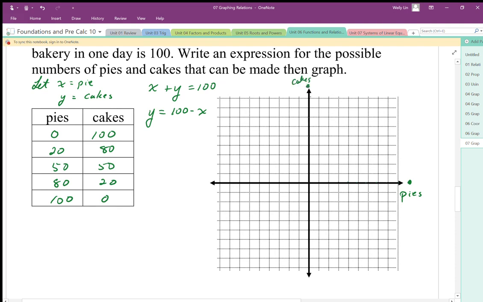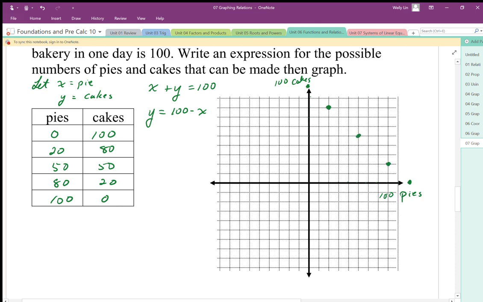Okay, so this is going to be 100 pies here. That's going to be 100 cakes there. Okay, and if I make 100 pies, I make 0 cakes. If I make 100 cakes, I make 0 pies. So that's where it would look like. And I could start plugging in my other values. 20 for pies, 80 for cakes, somewhere around there. 50 and 50 is right about there. 80 and 20 is right about here.